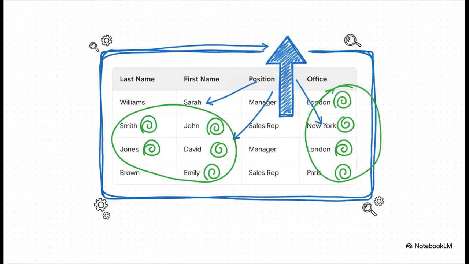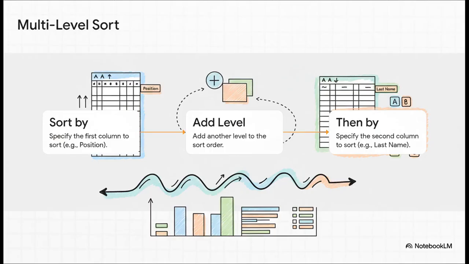But what happens when sorting by just one thing isn't enough? I mean, take a look at this employee list. It's a total jumble. We don't just want it sorted by last name. What we really want is to sort it by job position first, and then have it alphabetized by last name inside each of those positions. And that is where the custom sort comes in.